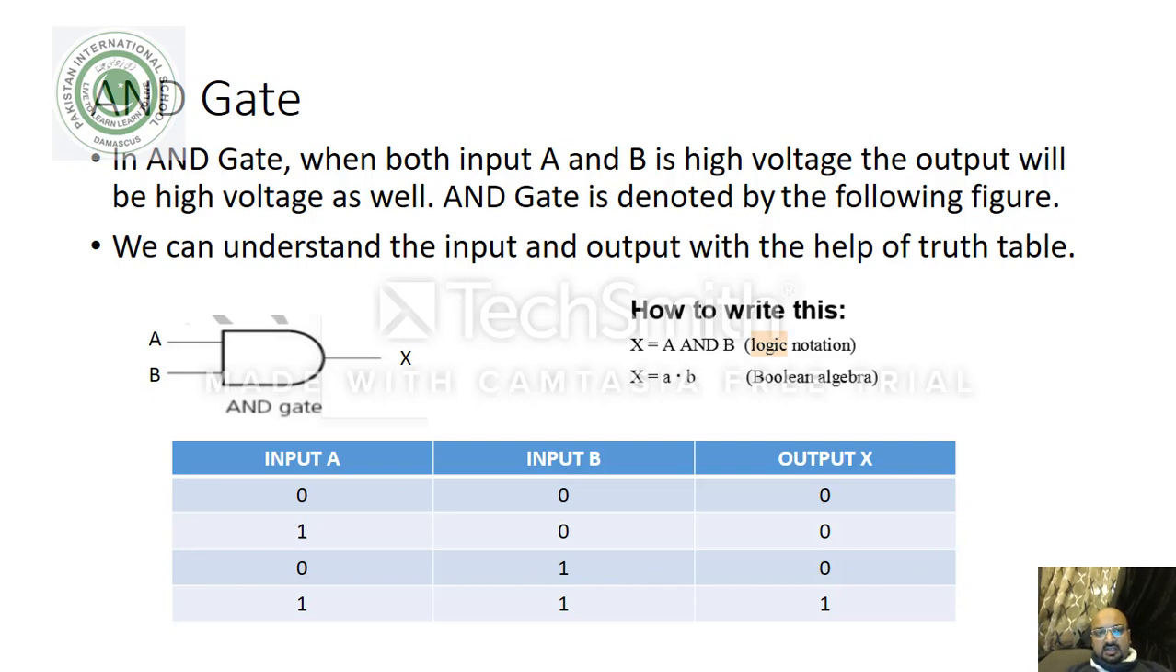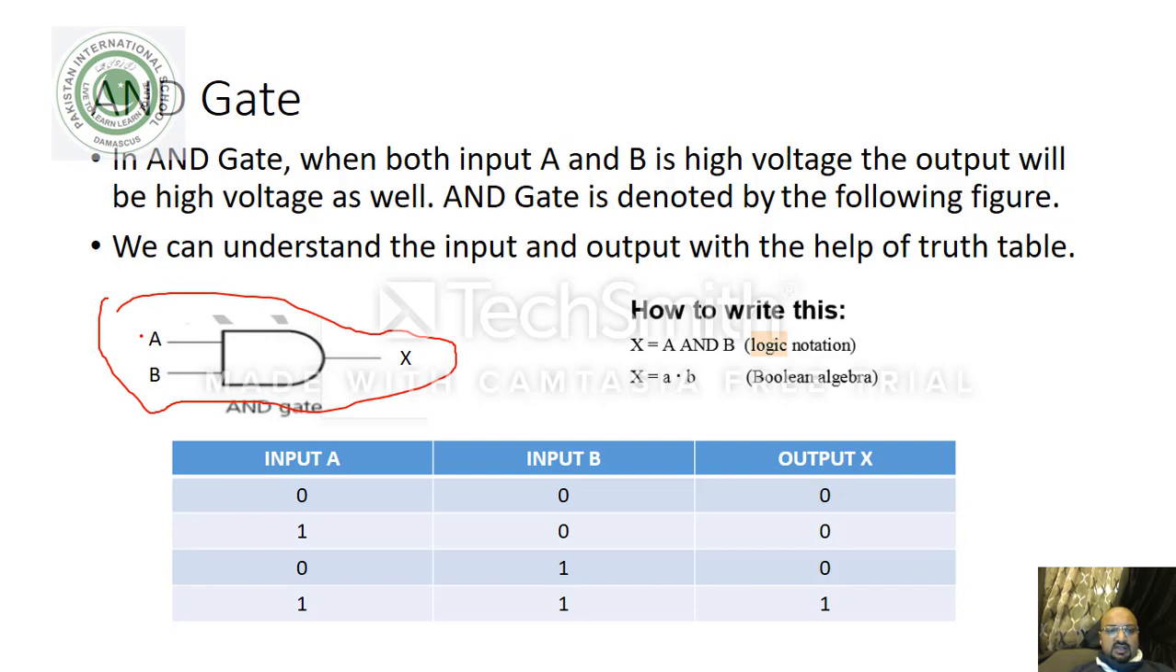So what is the AND gate? The AND gate is when both inputs, input A and B, are high voltage. That means whenever there is A and there is B, the output will be high voltage as well. The AND gate is denoted by the following figure. As you can see, here's the figure.